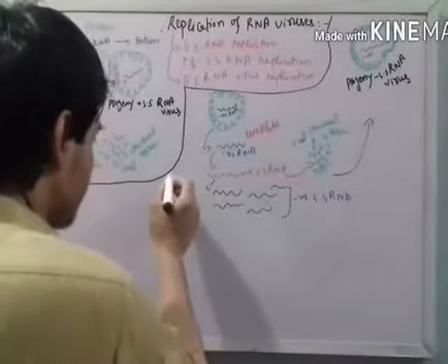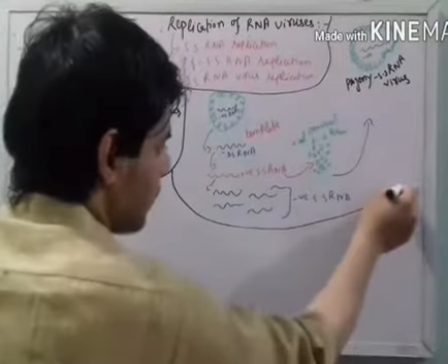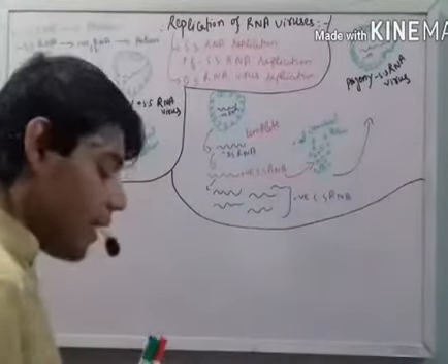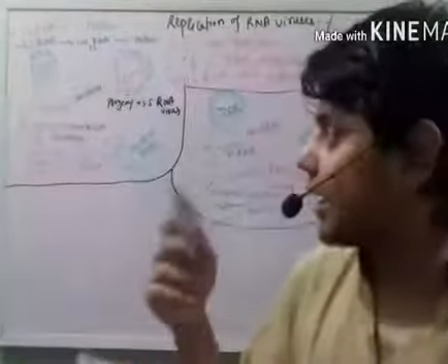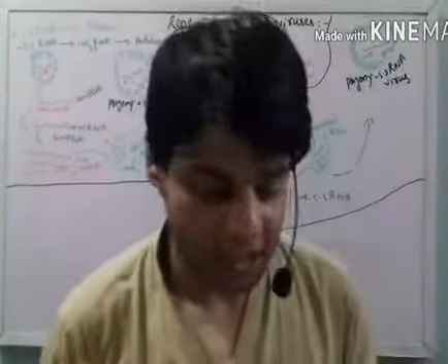Okay, last we have the double-stranded RNA virus replication. How will double-stranded RNA virus replication occur?